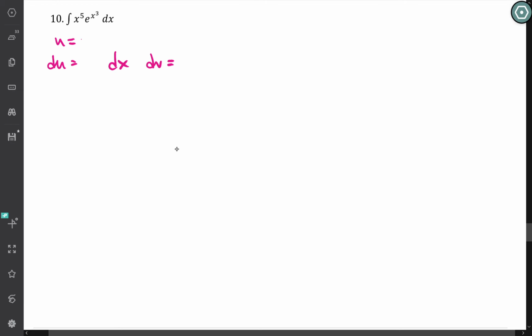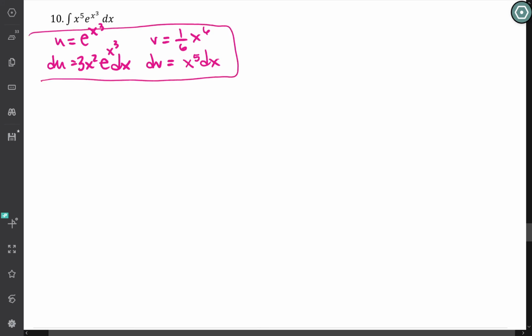We could say u is equal to e to the x cubed, and it's not so bad to differentiate because we do have the chain rule. So we could say, okay, we're going to get an e to the x cubed, but we're also going to have to multiply by 3x squared. And then dv would have to be x to the 5th dx, and v would be 1/6 x to the 6th. So this looks kind of terrible to me, but let's just follow it through and see if it works. I do know another trick, and I promise I'll show it to you.